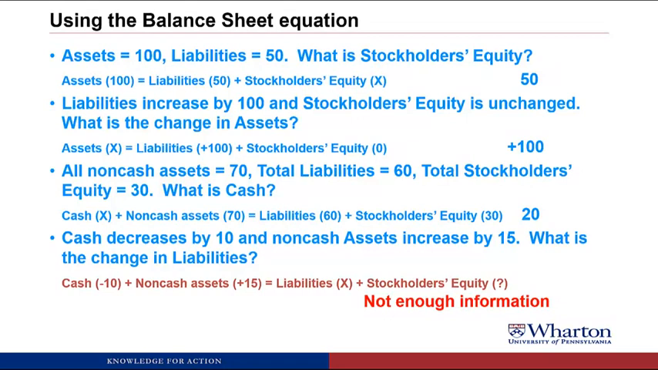And because we don't know what happened with stockholders' equity, we actually don't have enough information to solve this. Now, if we knew that stockholders' equity had not changed, then liabilities would have had to go up by 5 so that we have an increase of 5 on both sides of the equation. But without knowing what happened to stockholders' equity, we technically don't have enough information to answer this one.